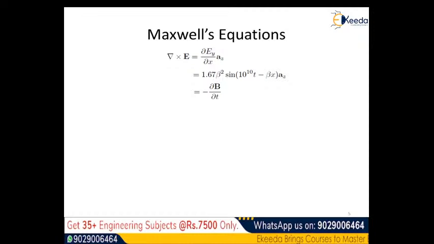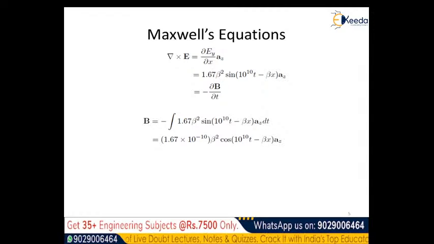Therefore capital B can be obtained if we integrate on both sides. Integration on both sides will take capital B on the LHS equal to minus the integral of 1.67 into beta square sine of 10 raised to power 10 t minus beta x into az dt here. Solving the integral, we get to the form 1.67 into 10 raised to power minus 10 into beta square cosine of 10 raised to the power 10 t minus beta x az here. So here we have the expression for capital B.